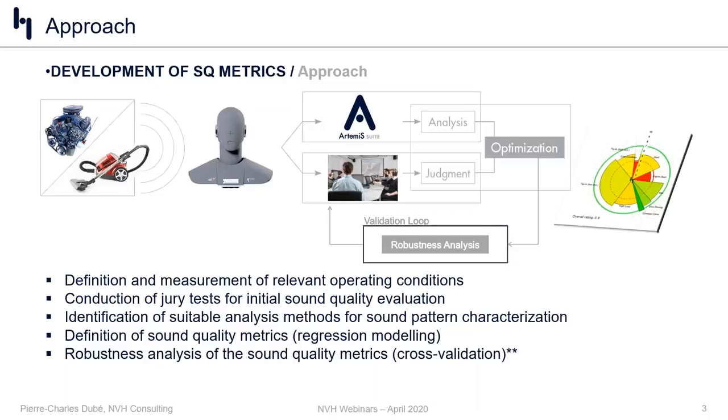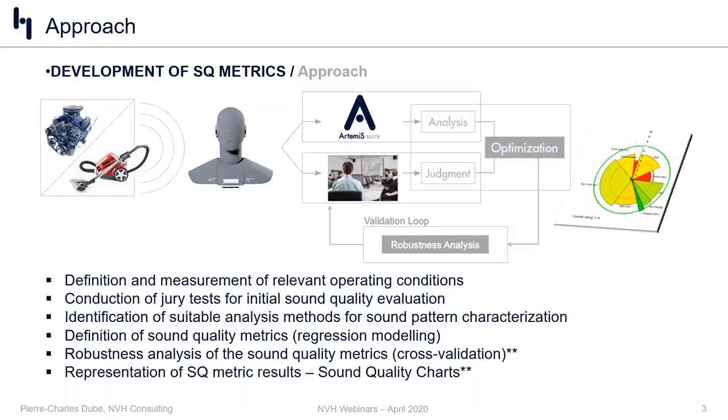After that, we need to verify that our metric is indeed robust. So we do some iterations and some validation in that sense, going back and forth with the jury test results and the analyses that we chose, and make sure that the equation, the metric that we come up with, is going to be robust for future use.